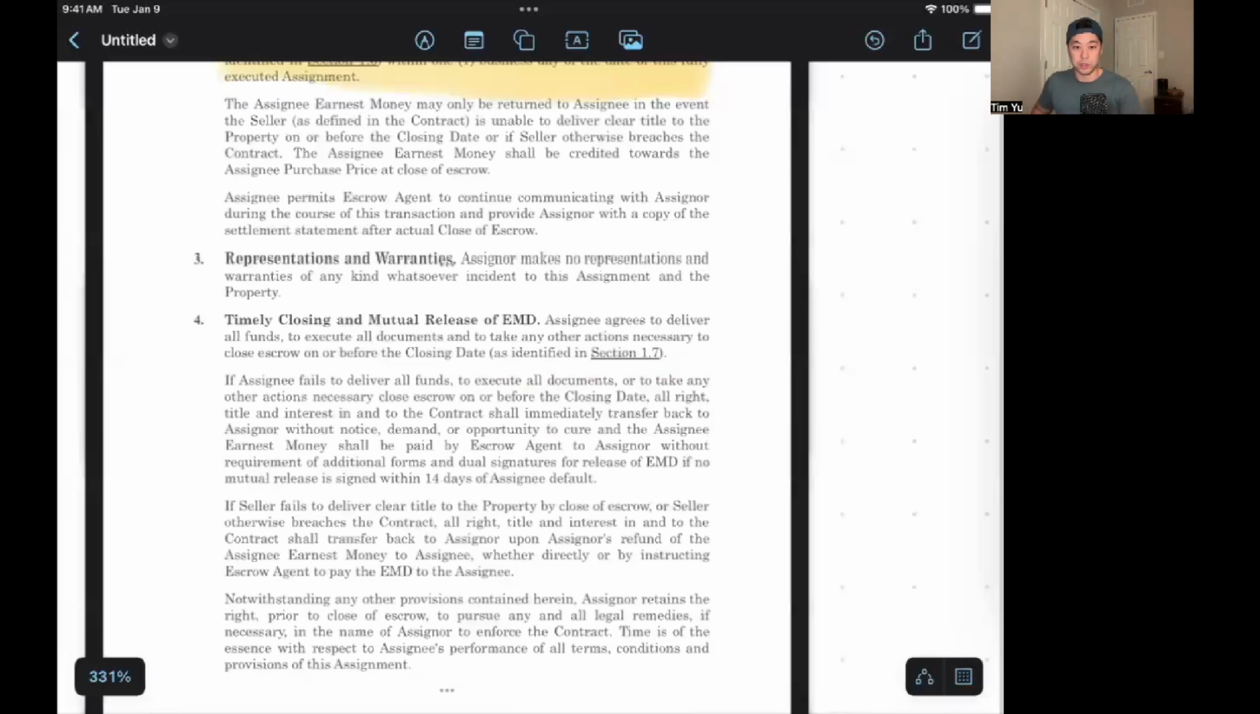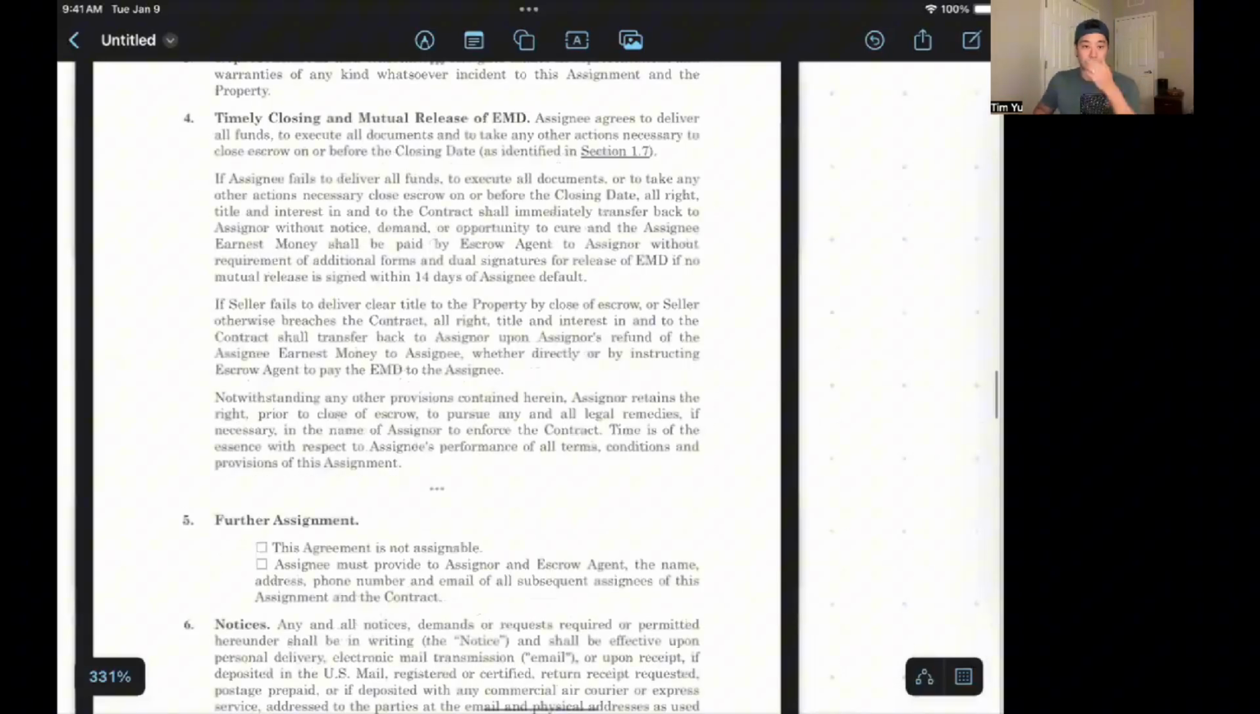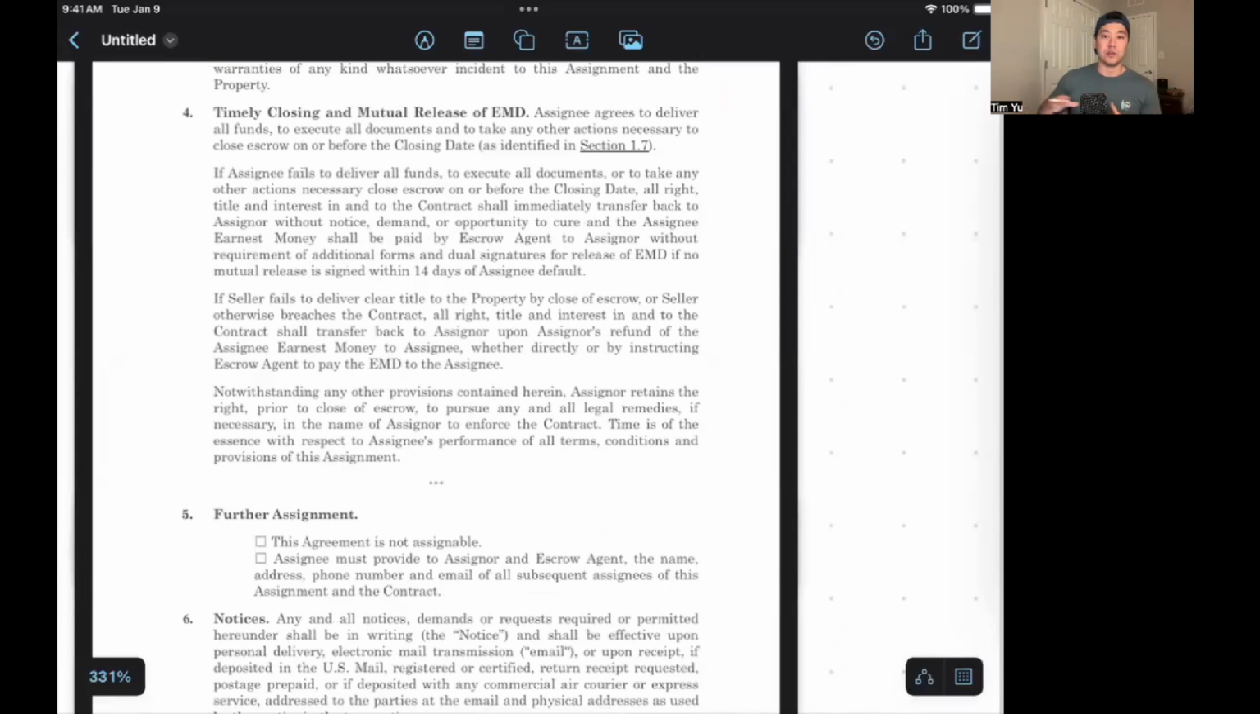So let's continue on. Number 4 is actually pretty important: timely closing and mutual release of EMD. Every state has different rules on releasing earnest money. Some states require both the seller and the buyer to do a mutual release in order to release EMD if something bad happens. But this contract prevents that. Whoever signs this contract understands that it's automatically a mutual release. And we like to use this in our contracts in case we have a gator lender or a transactional lender to fund the EMD.